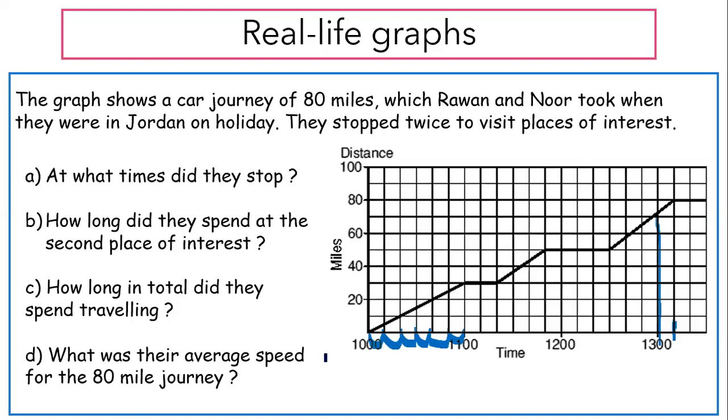Now let's hear Dima. Okay. How long did they spend at the second place of interest? 40 minutes. How did you know? Because it starts at 11:50, and to the next stop it's 40 minutes, skipping by 10. This is 10, 20, 30, and that's 40. Excellent job.